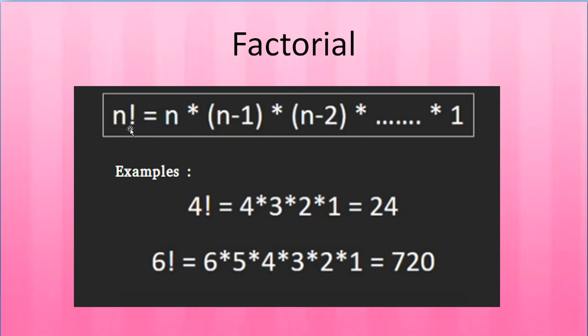The factorial formula is n factorial equal to n into n minus 1 into n minus 2 into up to 1. For example, you can see 4 factorial. Here the n value is 4, so it will be substituted: 4 into n minus 1 is 3, n minus 2 is 2, up to 1. After that you multiply all these values and you get the answer 24. For that we are going to write the program.